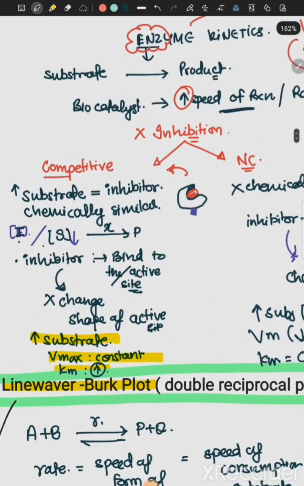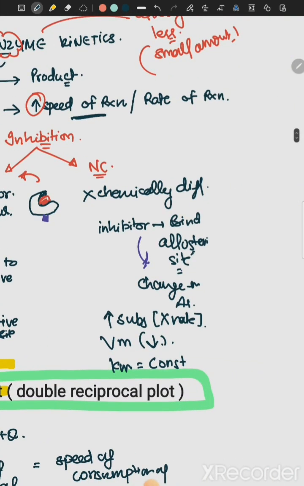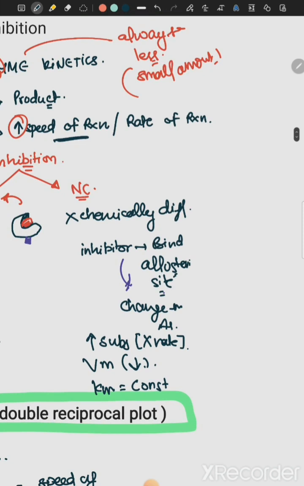So in case of competitive inhibition, there is succinate dehydrogenase inhibited by malonate. Or in case of non-competitive inhibition, there is pyruvate kinase inhibited by alanine.